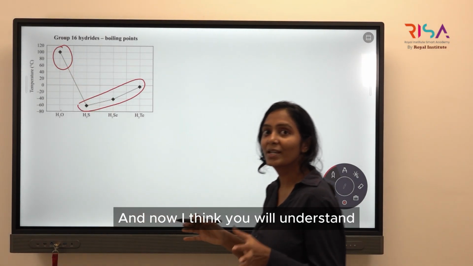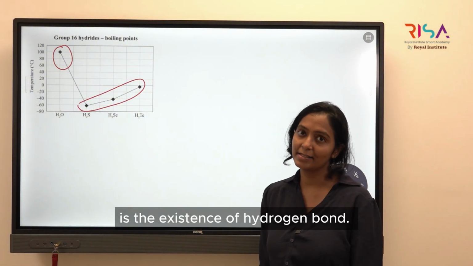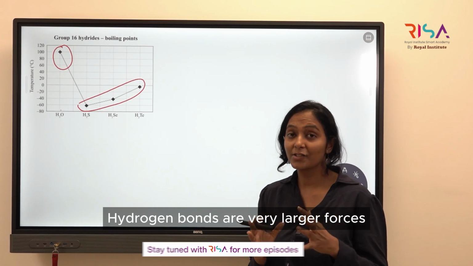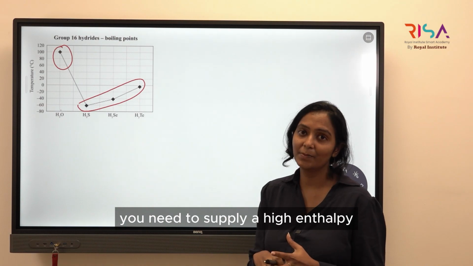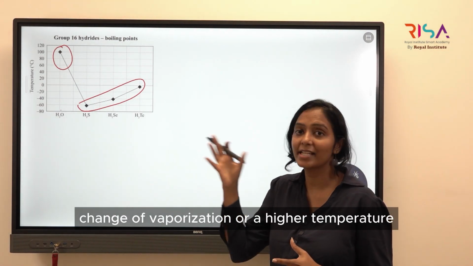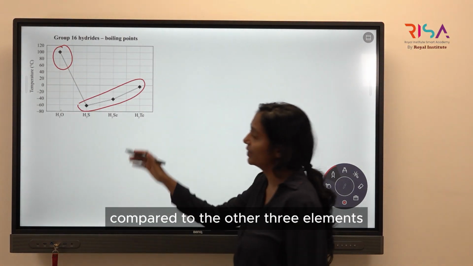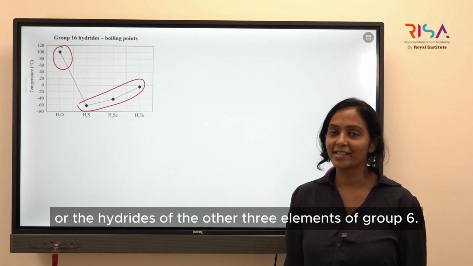And now I think you will understand the reason for water having the highest is the existence of hydrogen bonds. Hydrogen bonds are very large forces, and to break them, you need to supply a high enthalpy change of vaporization or a higher temperature, and thereby water has a very high boiling point compared to the hydrides of the other 3 elements of group 6.